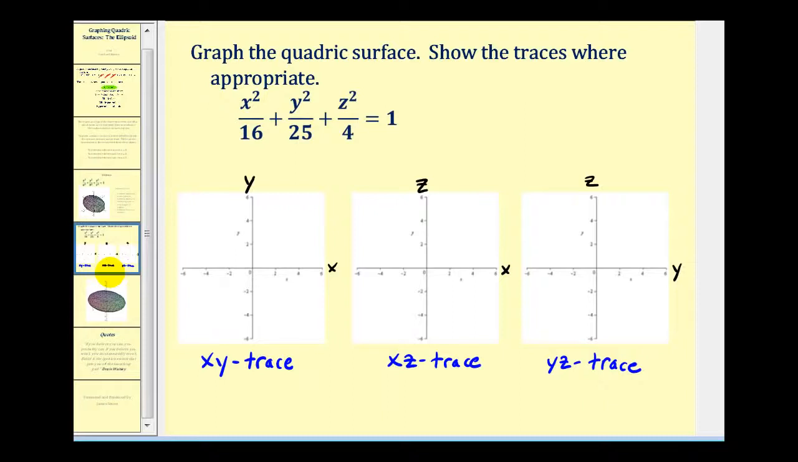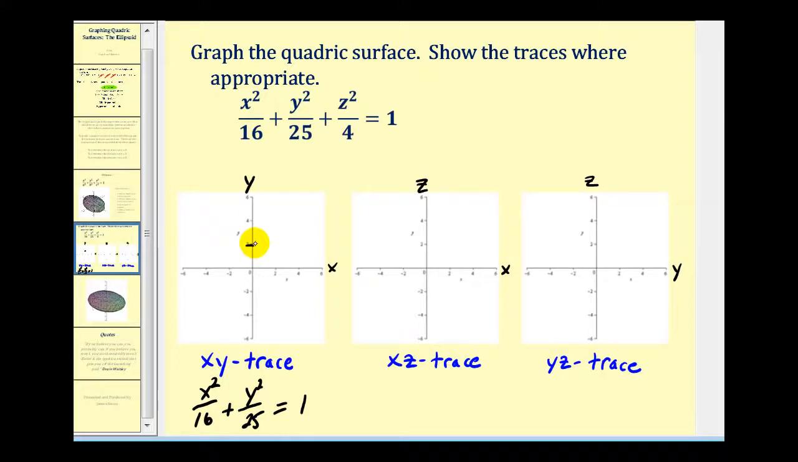So if we want to determine the xy trace, we're going to set z equal to 0, which will give us the equation x squared over 16 plus y squared over 25 is equal to 1. And we know from our study of conic sections this is an ellipse centered at the origin, or the point (0, 0). The major axis will be the vertical axis, and since our denominator is 25, we can go up 5 units and down 5 units to determine the endpoints of the major axis.